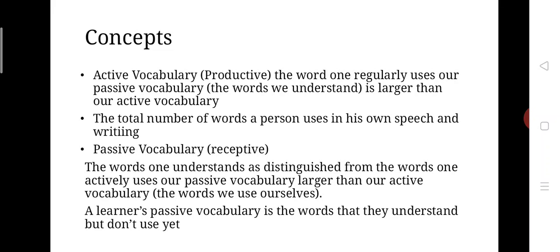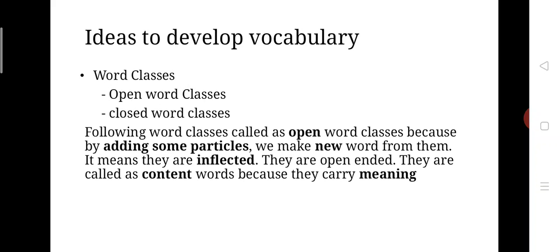A learner's passive vocabulary is the words that they understand but don't use. Already I said, you know those words. You have to know how to make that passive vocabulary active. That's why you are going to understand it and you are going to use it. So, this is about active vocabulary and passive vocabulary. Next part, ideas to develop vocabulary. What are the different ideas to develop vocabulary?